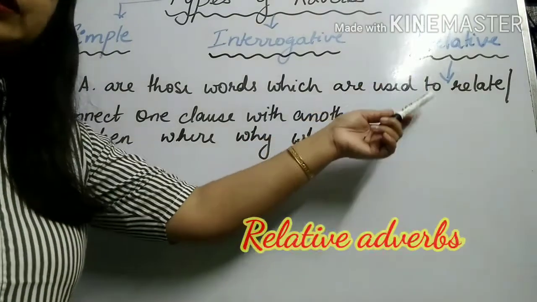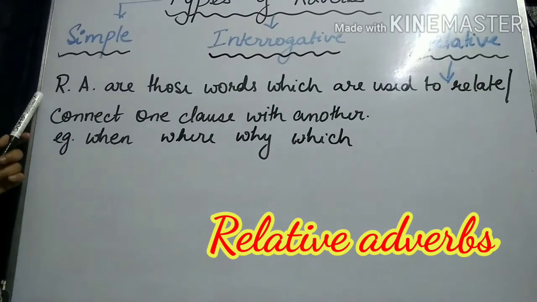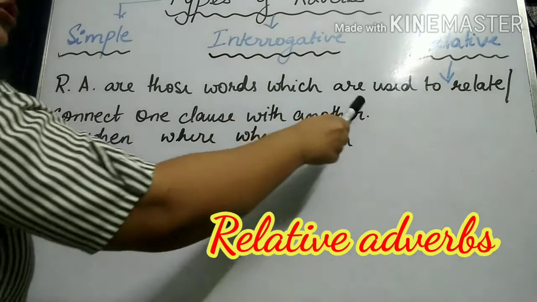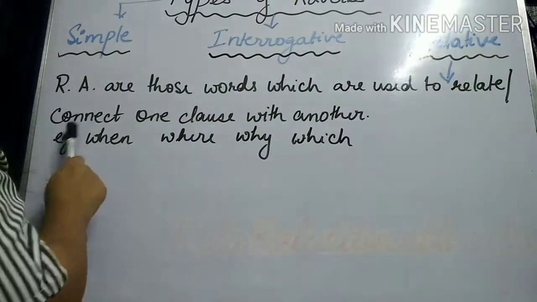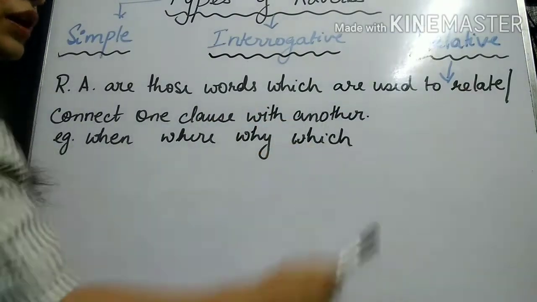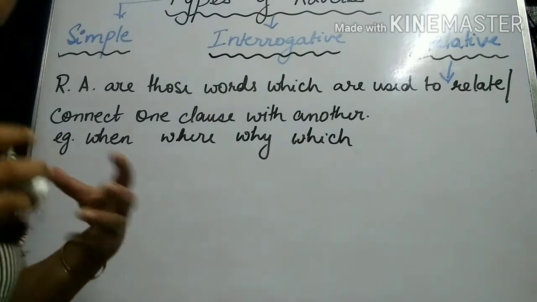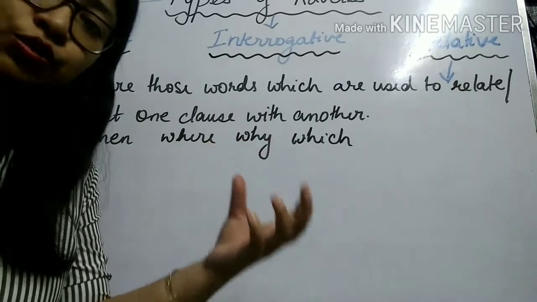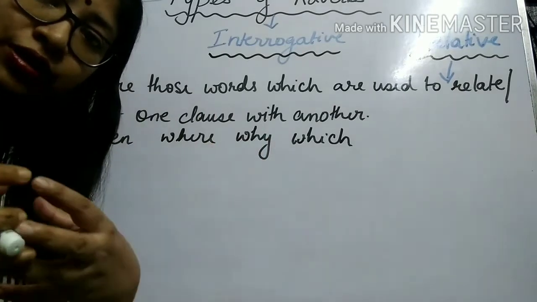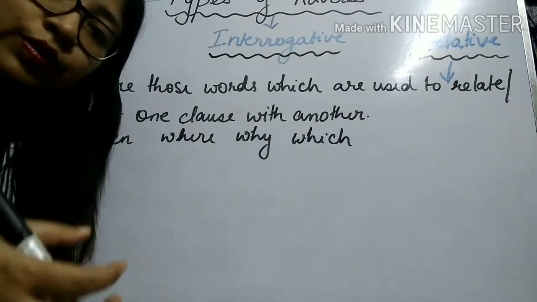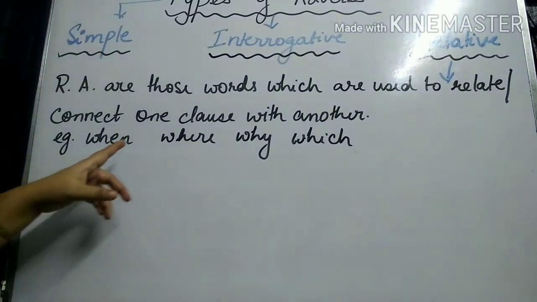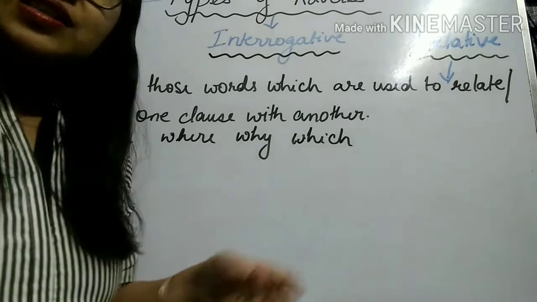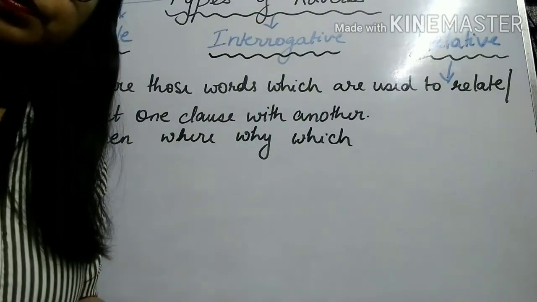Next is the relative adverbs. Now what are relative adverbs? Relative adverbs are those words which are used to relate or connect one clause with another. So when we are using certain words to connect two clauses together, to bring together two clauses and connect one with the other, the words which are used as relative adverbs are when, where, why, which, and some other words are also used.